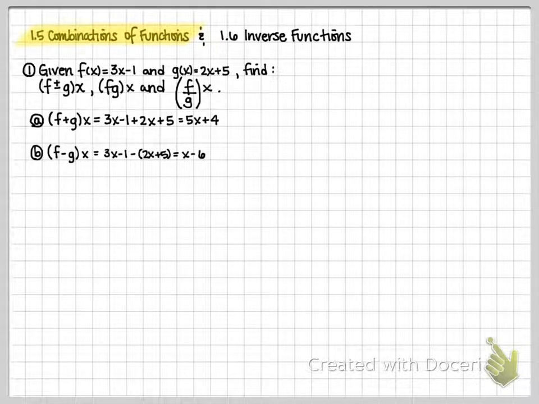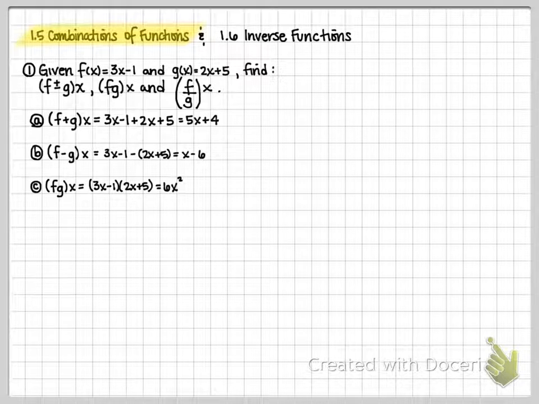Alright, part C. Now we're on to the multiplication part. So we have (fg)(x). I'm just going to take the two functions and multiply them together. So take my 3x minus 1 times my 2x plus 5 and multiply that out. So if you're a box person, use your boxes. If you're not, go ahead and just multiply it out yourself.